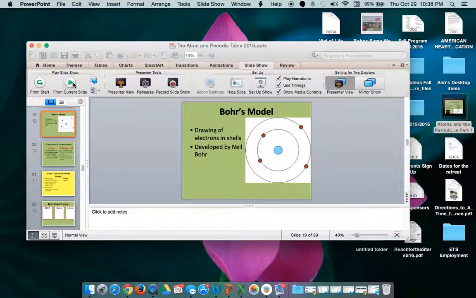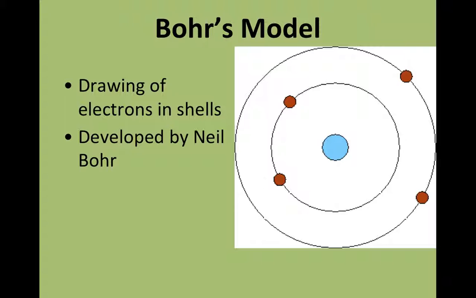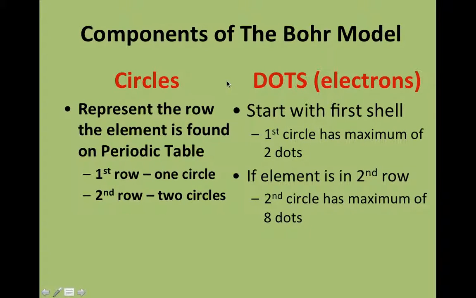Okay, so let me get this up and running. There you go. The components you find in the Bohr model are those circles, and they represent the rows where the element is found on the periodic table. The dots represent the number of electrons. The first circle, the inner circle closest to the nucleus, has a maximum of only 2 electrons. From the second on past, the maximum number is 8 dots.